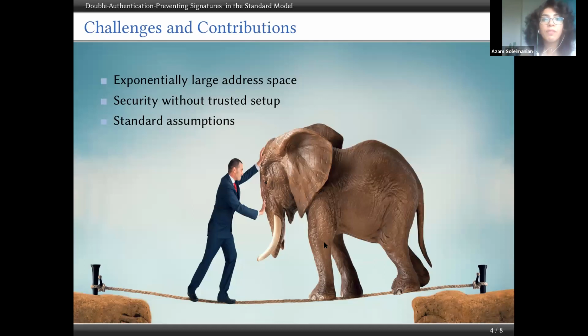For our contribution, we have designed a general DAPS construction which can support an exponentially large address space. It is also secure in an untrusted setup where the signer can choose its own key. And it's based on standard assumptions like CDH and discrete log, and there is no random oracle. Note that most of the previous works are mainly in the random oracle model, but our work is in the standard model.